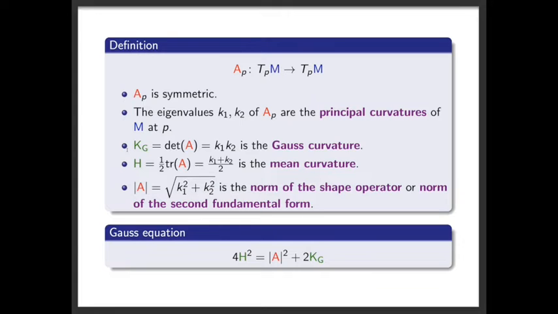The Gauss curvature is the determinant of A, that is, the product of the principal curvatures. The mean curvature is half the trace of A, and the square root of the sum of the squares of the principal curvatures is the norm of the shape operator, or also the norm of the second fundamental form. All these quantities, Gauss curvature, mean curvature, and norm of the second fundamental form, are related by the Gauss equation.